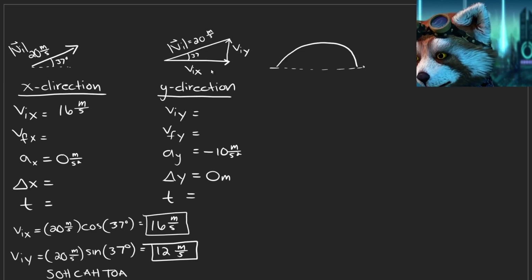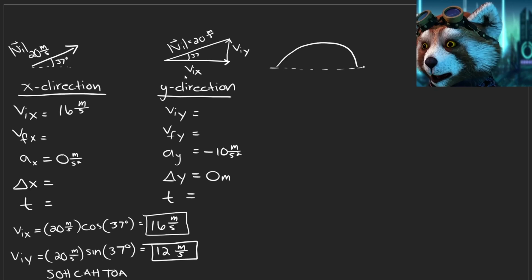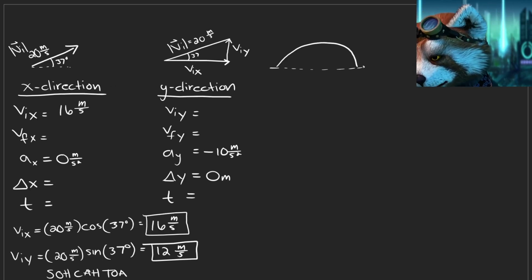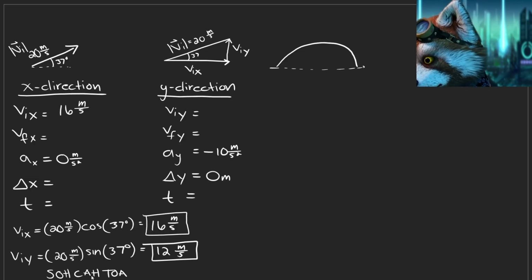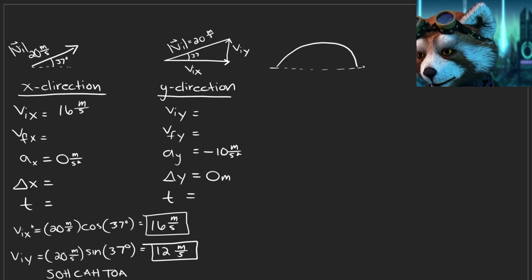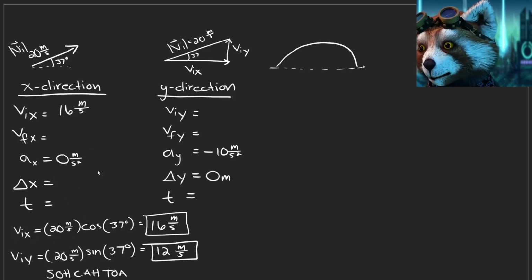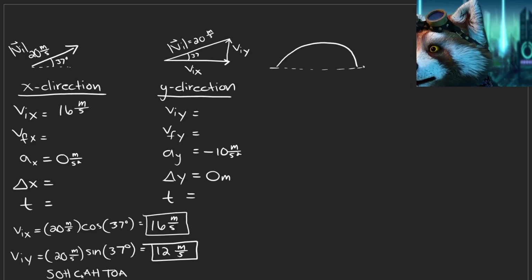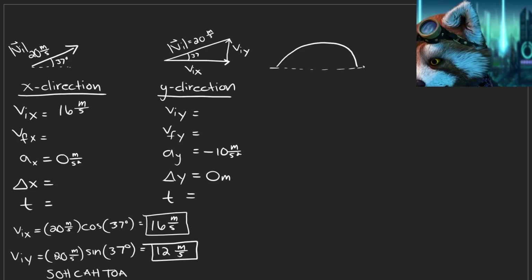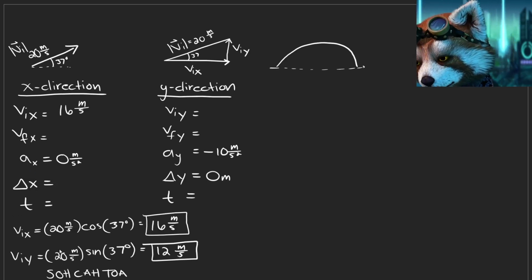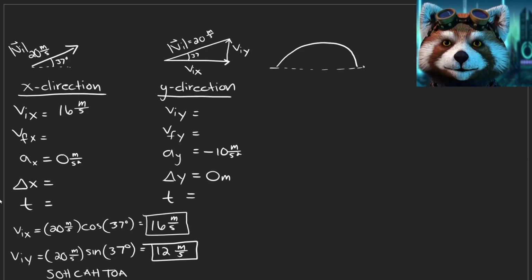So for the adjacent side of this triangle, velocity initial in the x, it's the adjacent side, so cosine theta is adjacent over hypotenuse. Solve for the adjacent side, you get your equation for velocity initial in the x. And similarly, sine theta equals opposite over hypotenuse, and solve for the opposite side, we get our expression for velocity initial in the y direction.